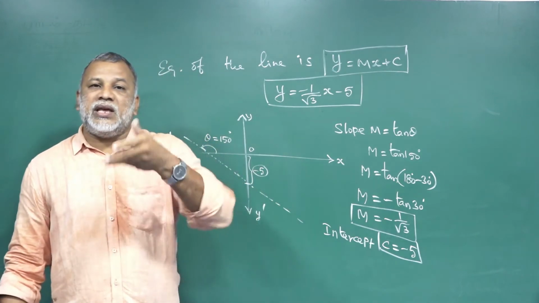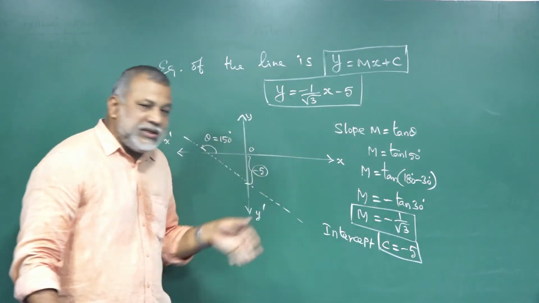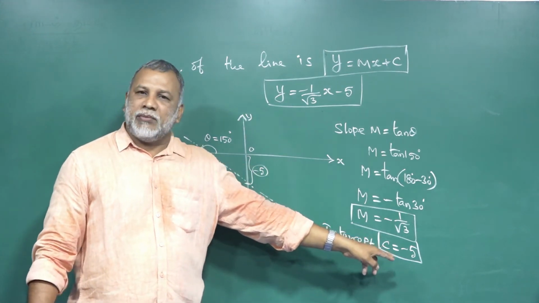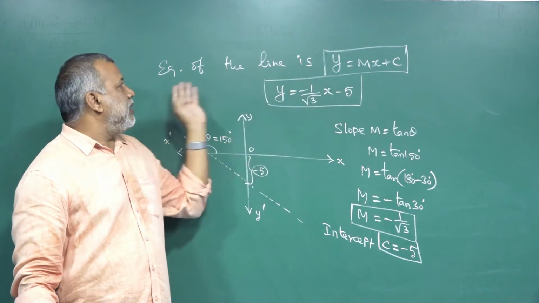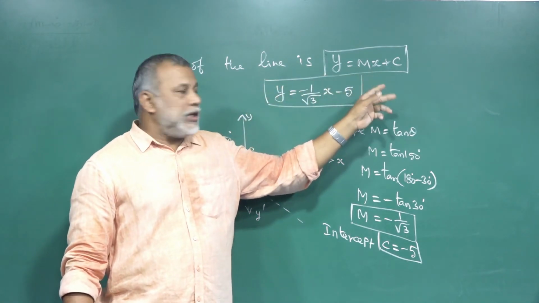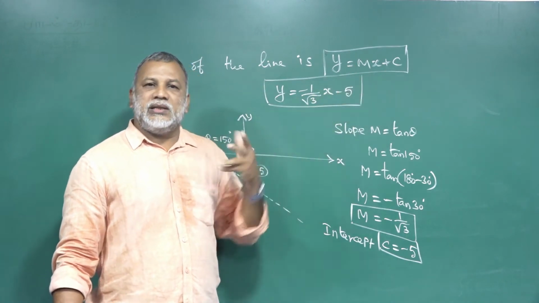And also, we have the intercept. Here, the intercept is in the negative direction of y-axis. Therefore, we take intercept equal to minus 5. Just write down the formula. Equation of the required line is y equal to mx plus c. Just input the values of m and c. We are getting the result.